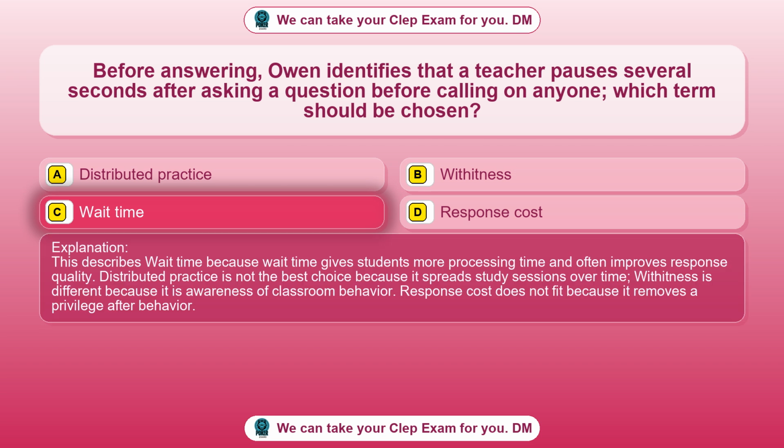This describes wait time because wait time gives students more processing time and often improves response quality. Distributed practice is not the best choice because it spreads study sessions over time. Withitness is different because it is awareness of classroom behavior. Response cost does not fit because it removes a privilege after behavior.